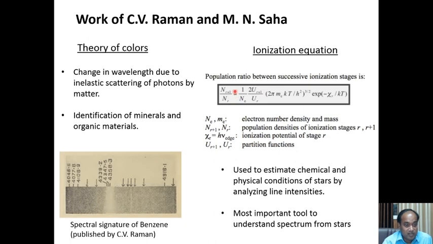stages. So if you have various elements, different temperatures, then you can predict what is the ratio in the ionization state with respect to the neutral state or in multiple ionization states. This is used to estimate chemical and physical conditions of stars by analyzing light intensities. And now this has become a very important tool to understand the spectrum of stars.